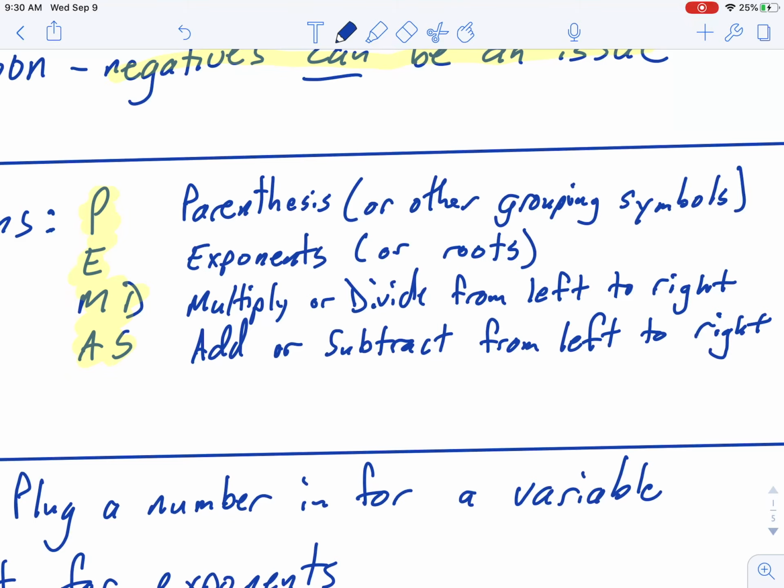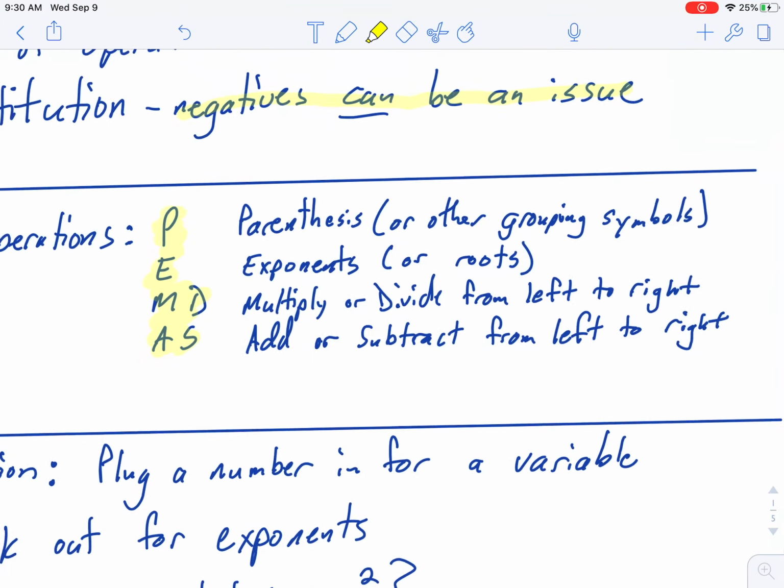Then you multiply or divide in a problem from left to right. If this problem has multiple steps of multiply and divide, you don't do the multiply first because M comes first in the little saying. It doesn't work that way. You always multiply or divide left to right. Similarly, add or subtract, which is the last step. If you have adding and subtracting in the same problem, you just read left to right.